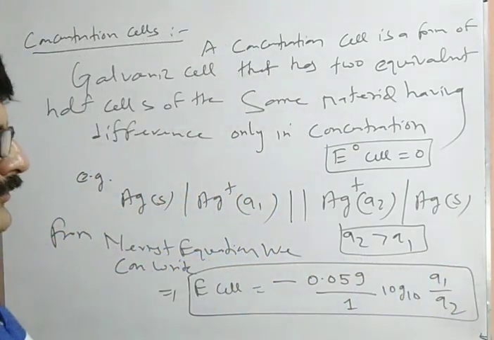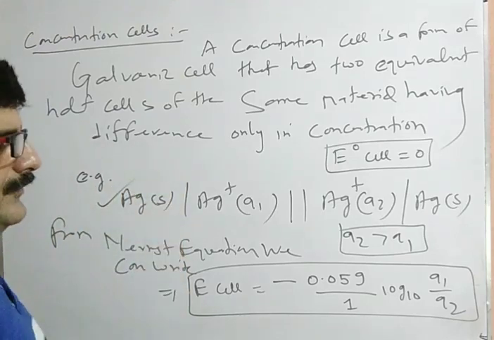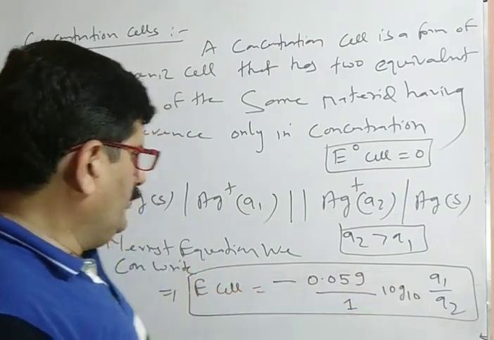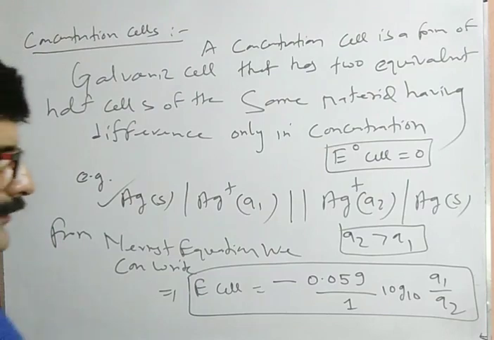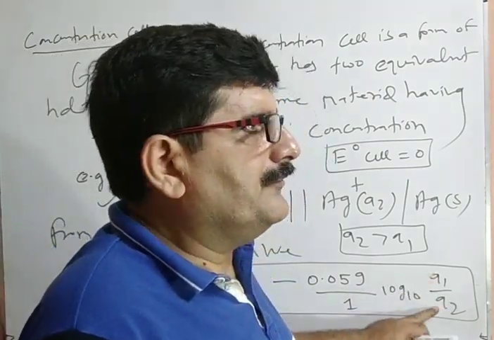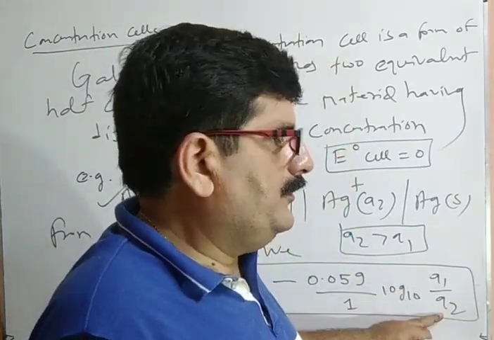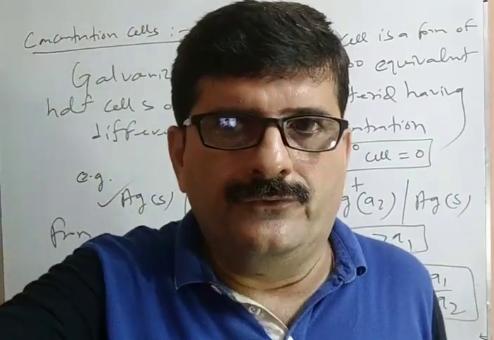This is a way to find out E cell for a concentration cell. If C1 and C2 are given, then we can find out E cell easily. In a concentration cell, instead of concentration, if pressure is given, then the C1 by C2 ratio is converted in terms of pressure ratio. Our next heading is electrolytic conductance.